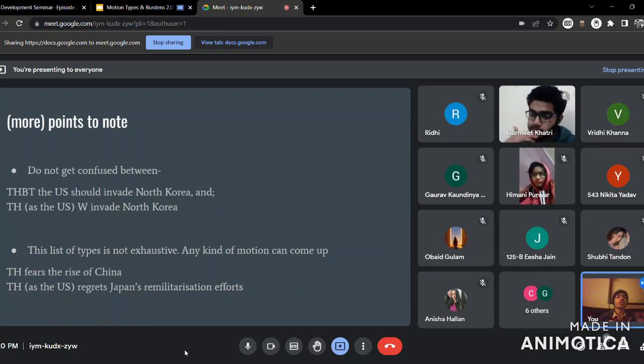You probably need to rethink whether that individual is capable of doing something that big or not, right? So that's on fiat. The last thing here is that this list of types is not exhaustive. Again, like I said, these are just guidelines and not rules.